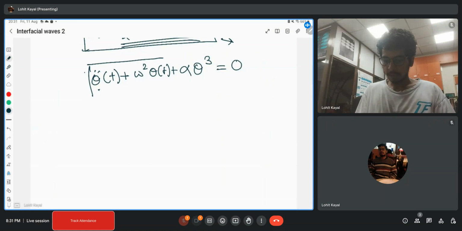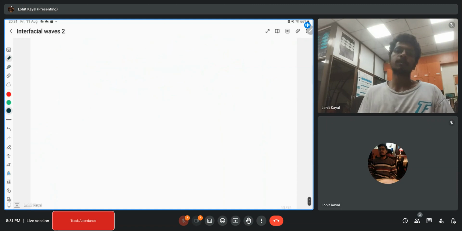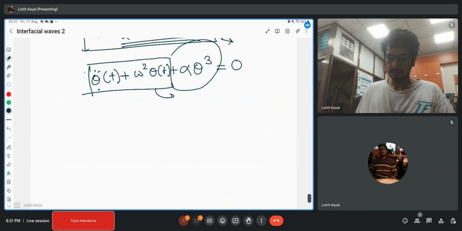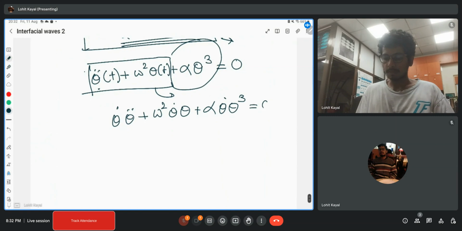If you restrict it up to this, then you will get the simple linear oscillator equation. But now you have incorporated this term, so the features will be different. And from our basic school level mathematics knowledge, we cannot solve this. So now let's calculate its energy. Multiply with theta dot: theta dot theta double dot plus omega square theta dot into theta plus alpha theta dot theta cube equal to 0.